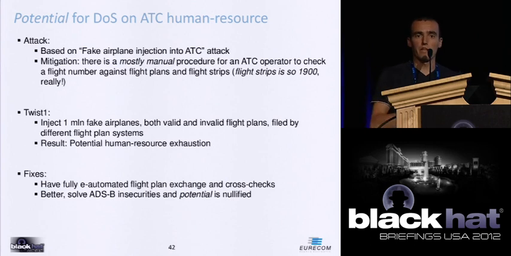But imagine that you do a denial of service on the human resource side. Basically, you inject 1 million planes. You don't have so many persons to cross-check the fake planes, whether they have a flight plan through your area. So basically, you can do a human resource type of denial of service. It's a potential attack. It doesn't mean that it happens or that there will be no ways to mitigate it, but it is potential. However, solving ADSB insecurities will basically nullify this potential. So having a secure ADSB system would nullify the potential, and the attack is not there.